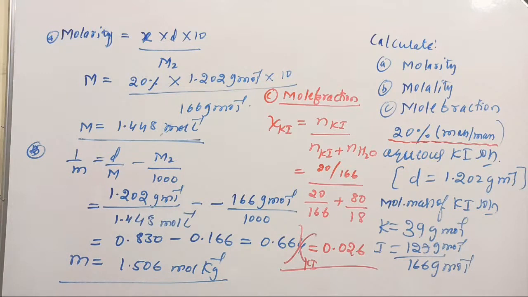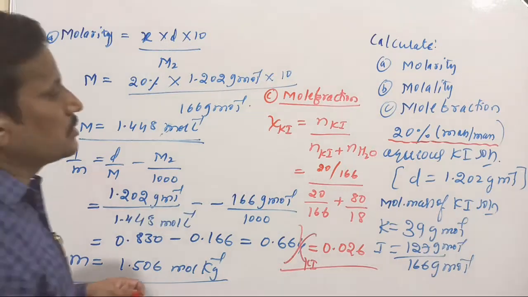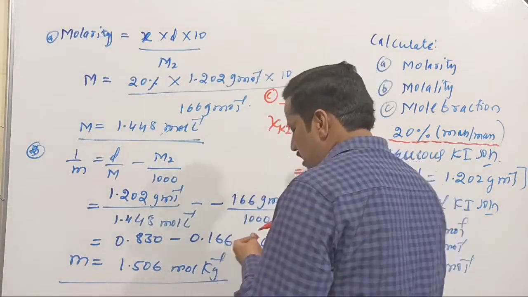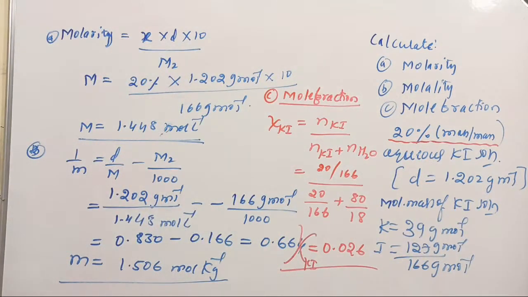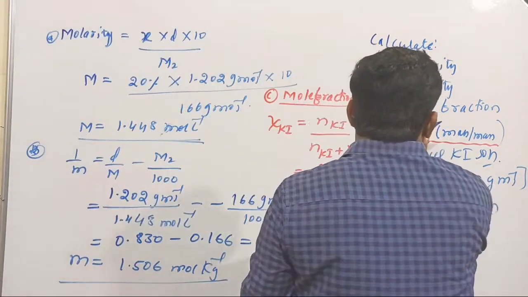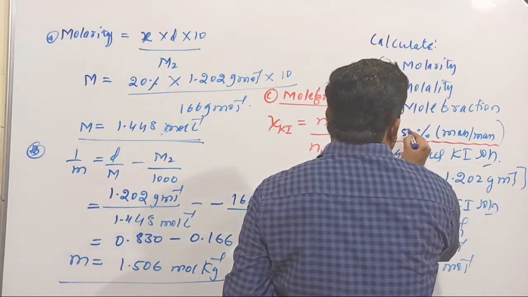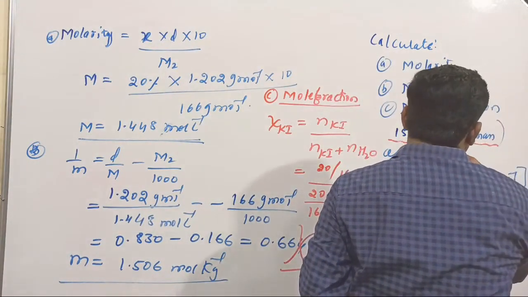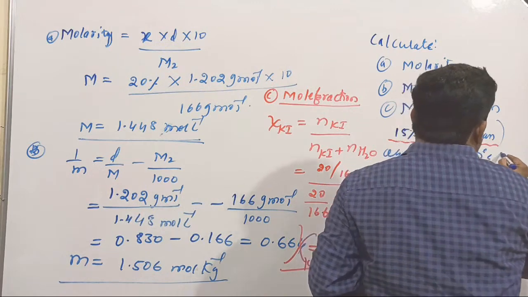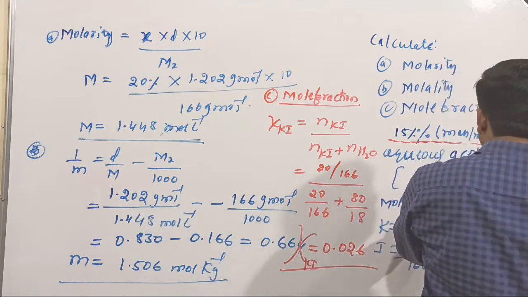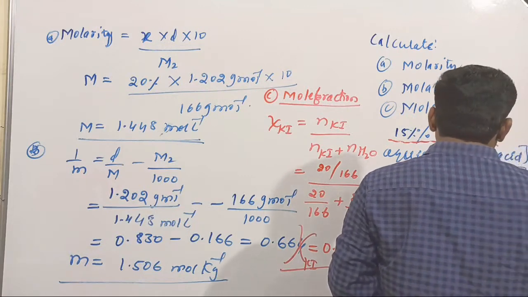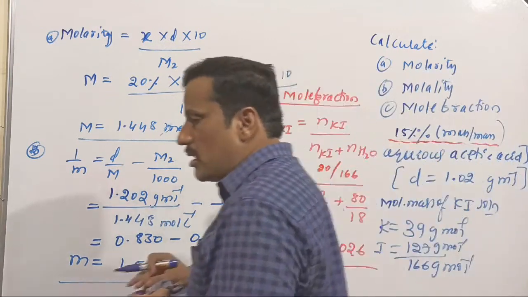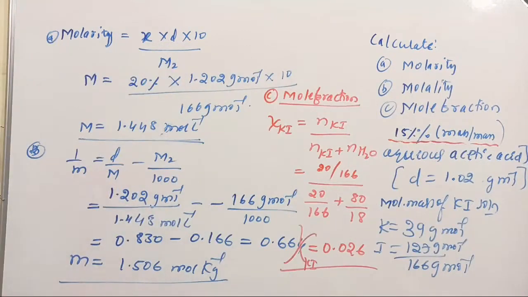Density of solution. Some small changes I'll make here itself. Acetic acid I'll take. You can solve it easily. Some 15% acetic acid solution, and its density is 1.02 gram per ml.